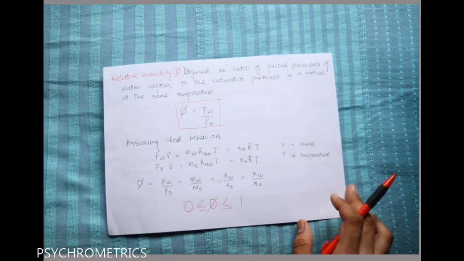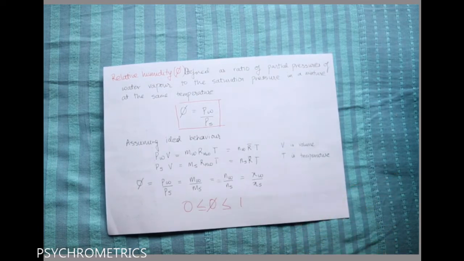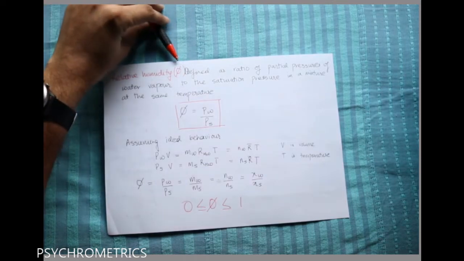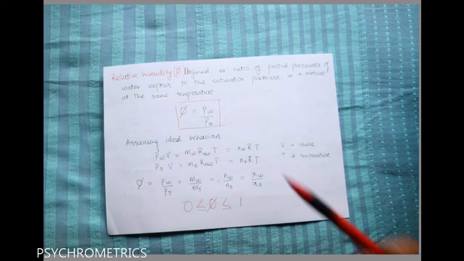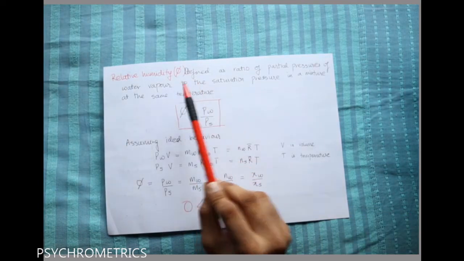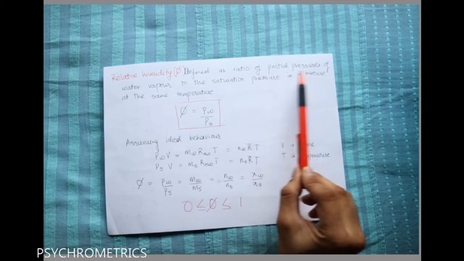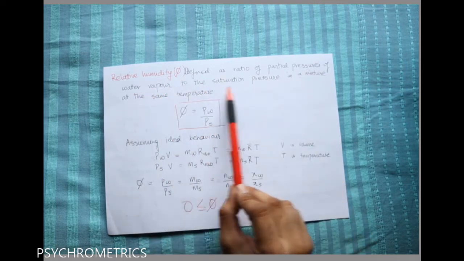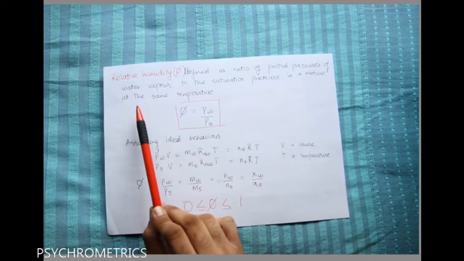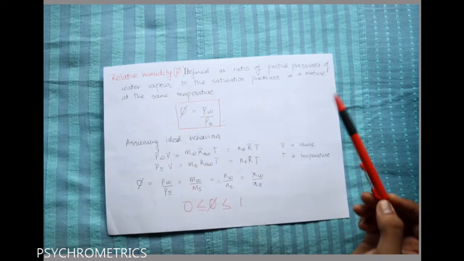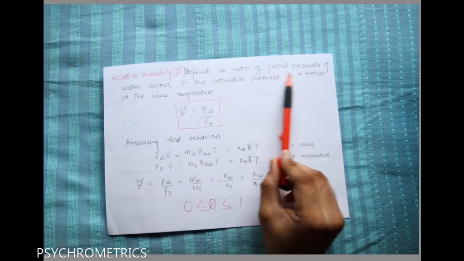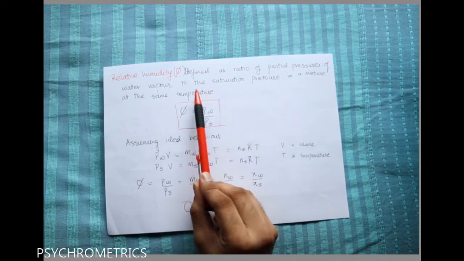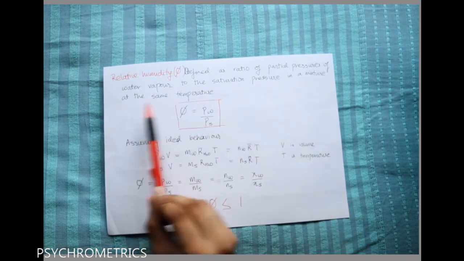Another common term which we will come across is relative humidity, RH. It is denoted by the Greek letter phi. We define relative humidity as the ratio of the partial pressure of water vapor to the saturation pressure in a mixture at the same temperature.